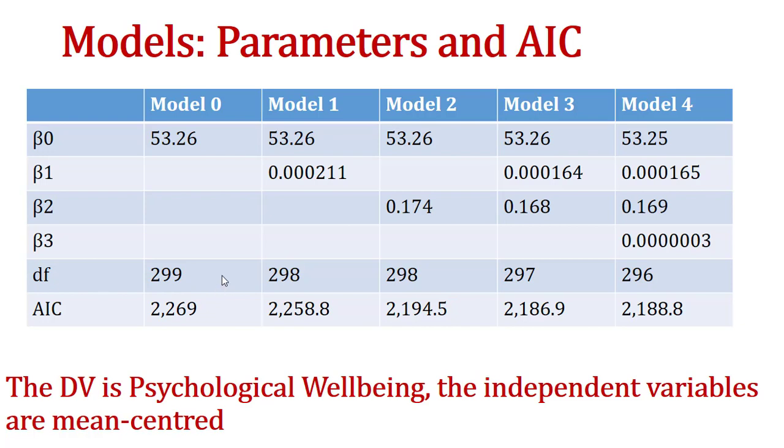2269, and basically what it does, the beta 0 here will be the mean of psychological well-being. Degrees of freedom, we've got 300 observations, and in order to calculate the mean we lose 1 degree of freedom, so that's why it's 300 minus 1, 299.